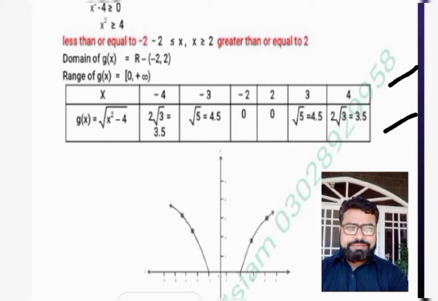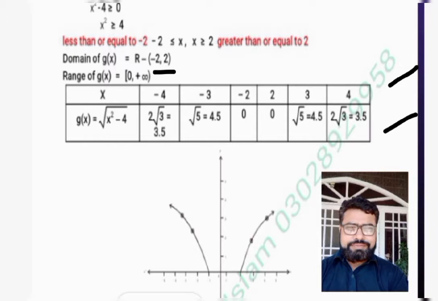As I've told you, between minus 2 and 2 there is no domain, because if we put these values in the given function, the answer will be a complex number and the answer should be real numbers. If the answer is a complex number, the values we have put in are not a domain. If the answer after putting values in the given function is a real number, the values put in are the domain.